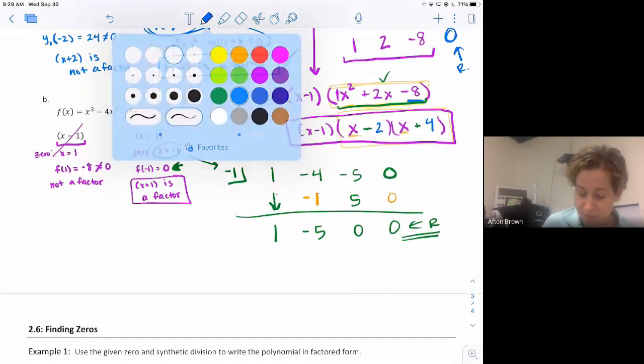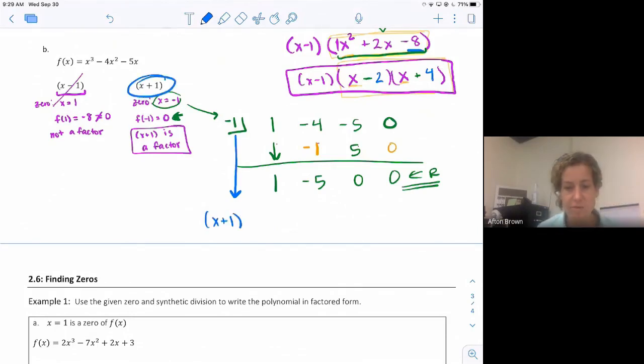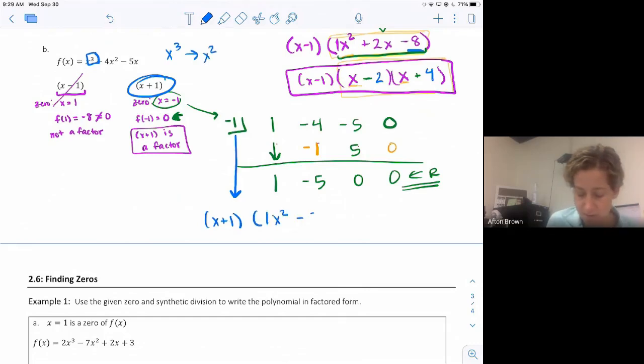Okay, so now we're ready to write our final answer. This factor, or that 0 of -1, came from x plus 1. That's the one that we started with, right? So we have x plus 1 in front. It was an x cubed, so x cubed drops down to x squared. So when I write this 1, that's 1x squared, then a -5x. You could say it's plus 0, but we're usually lazy. If it's a 0, I'm not going to write plus 0. I'm just going to leave it like this.